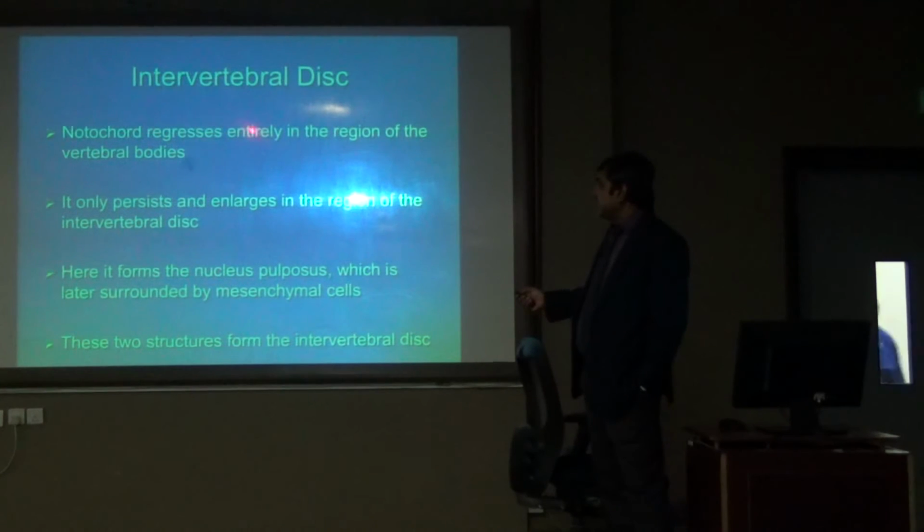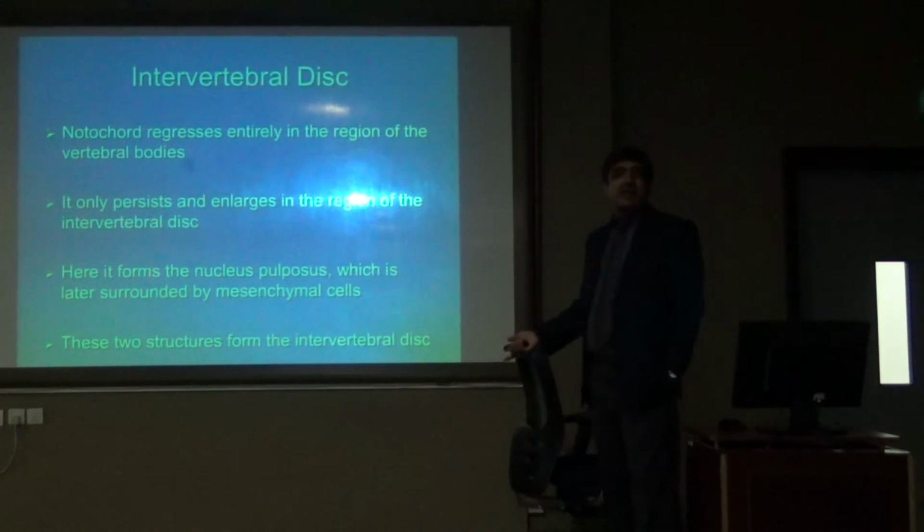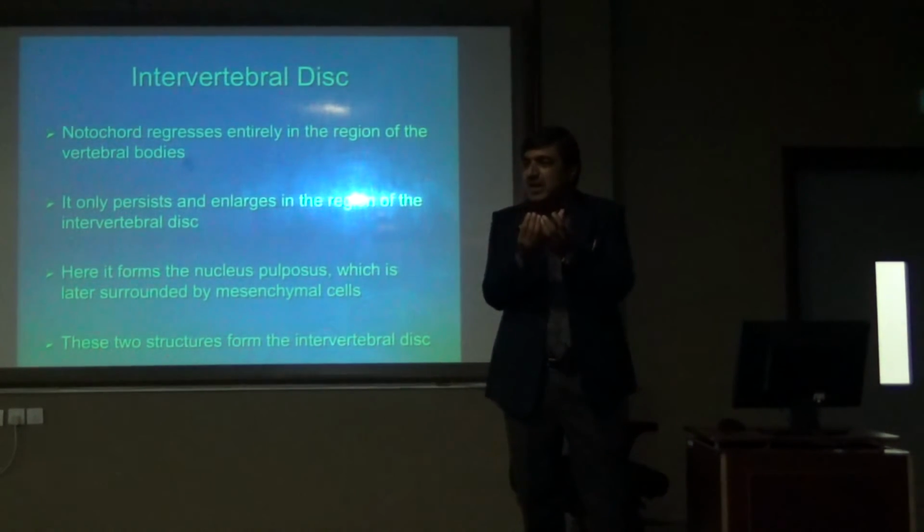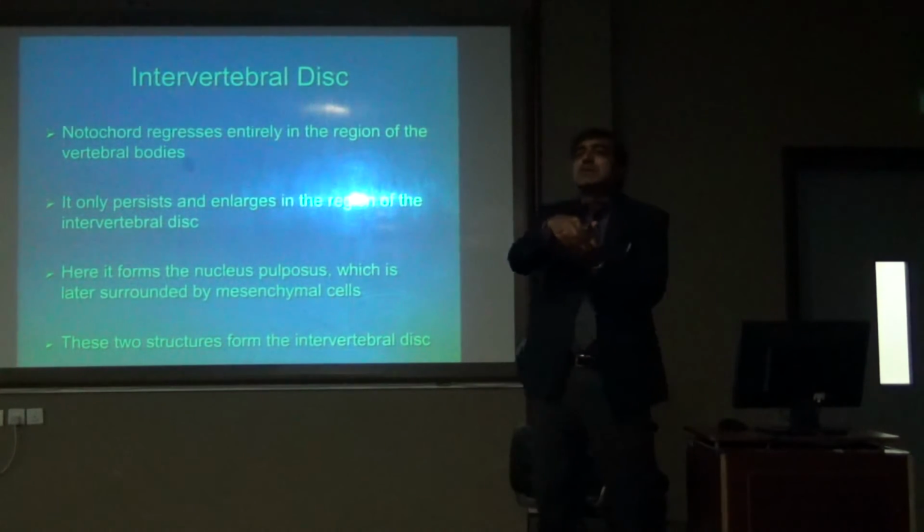The notochord regresses entirely in the region of the vertebral bodies, and only persists and enlarges in the region of the intervertebral disc. Here it forms the nucleus pulposus, which is surrounded by the connective tissues. These two structures form the intervertebral disc. What is the intervertebral disc? Cartilage and the nucleus pulposus.